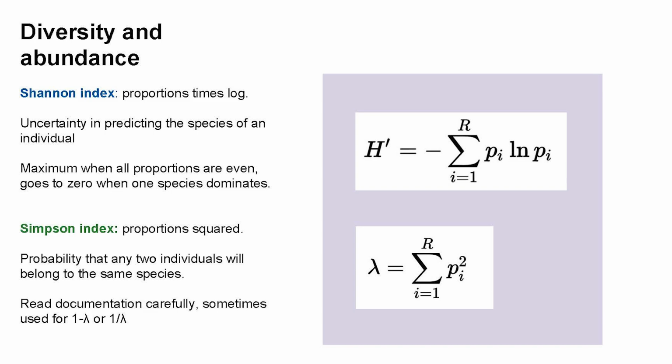Something to watch out for with Simpson's index is that the terminology is different between people who use the word. So sometimes you'll get this lambda, which gets smaller as you get more species. So it's kind of like the opposite of a diversity. So sometimes people use 1 minus lambda, and sometimes they use 1 over lambda. All of these have slightly different interpretations, but it's something to check when you are using this as an index.